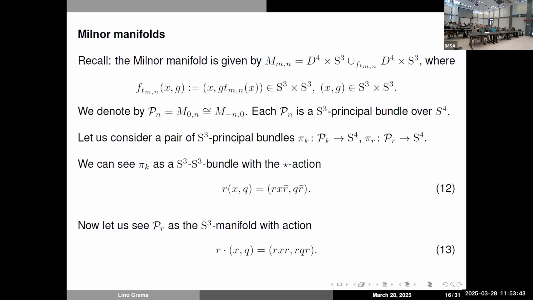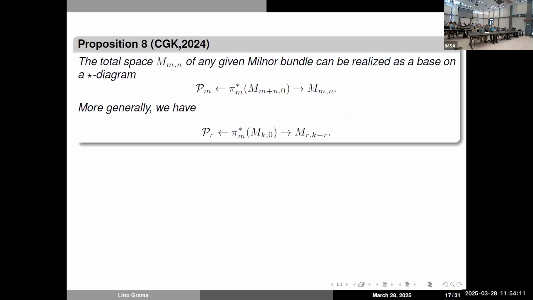And we consider two pairs of bundles, Pk and Pr. We can see this as an S3 bundle with the star action given by this multiplication, conjugation, R on the left by R and the R bar from the right. And we can see the PR as an S3 manifold with the following action. And this is the summary here.